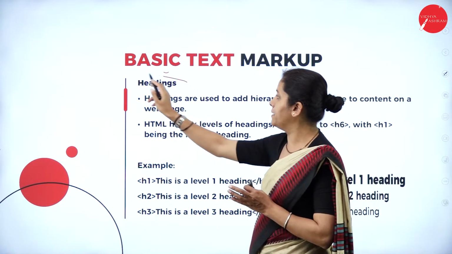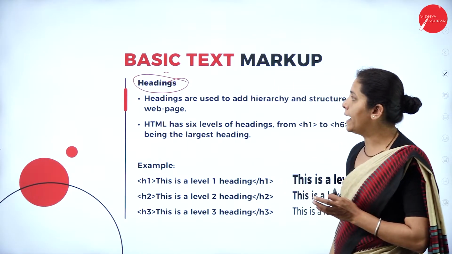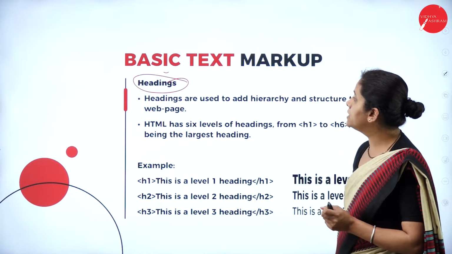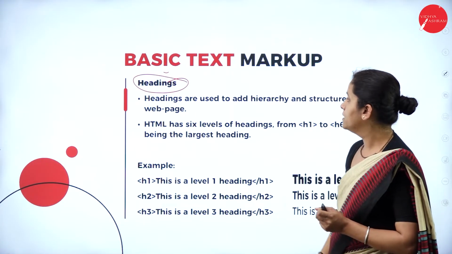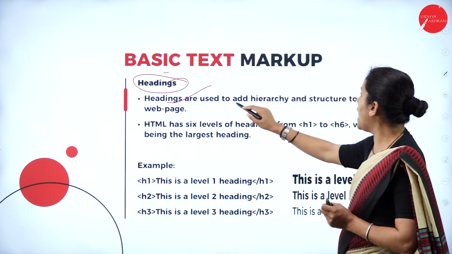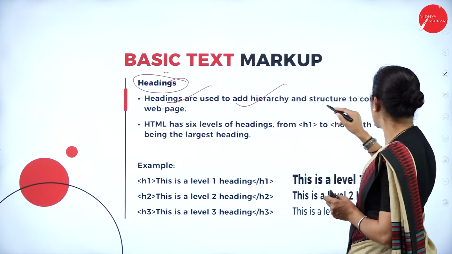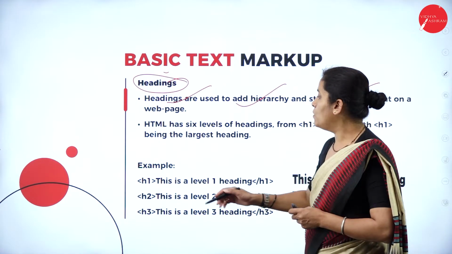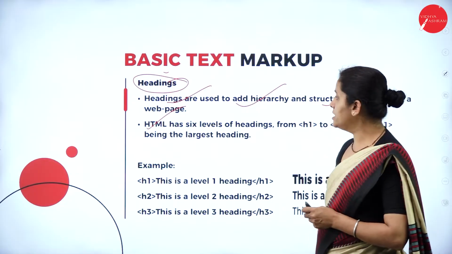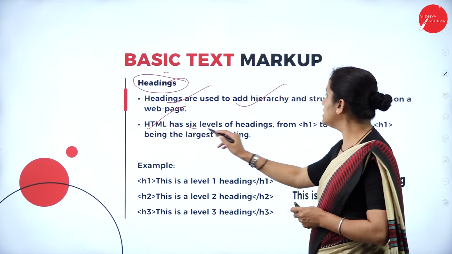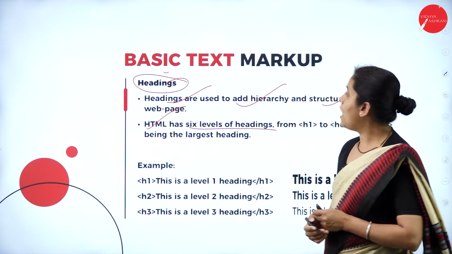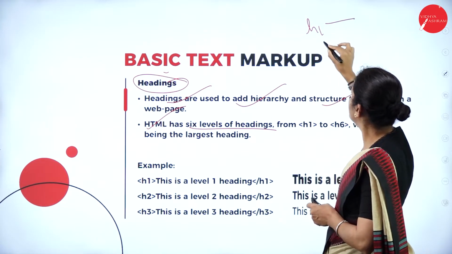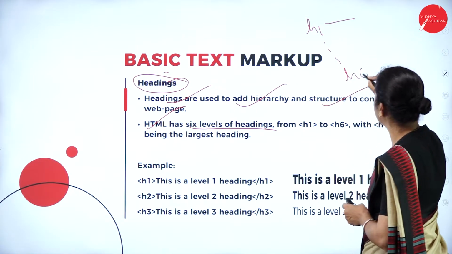First one, heading. Suppose if I want to enter any heading, I'll start with the heading tags. Headings are used to add hierarchy and structure to content on a web page. Now, HTML has 6 levels of heading. How to display headings? That starts from H1, then up to H6.